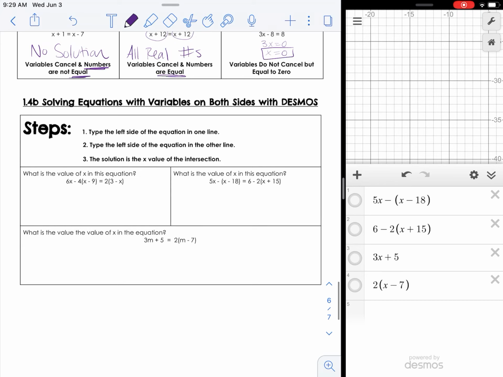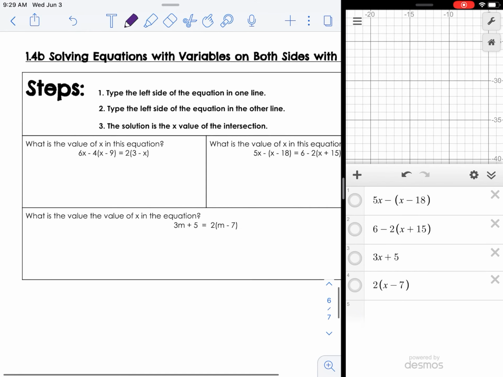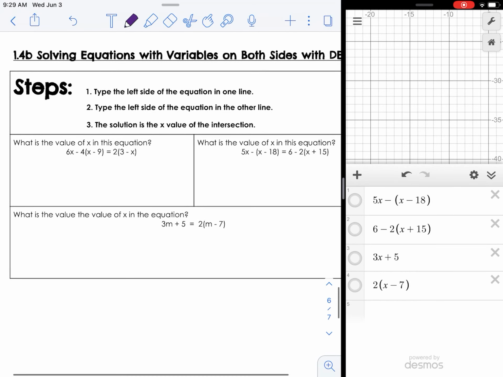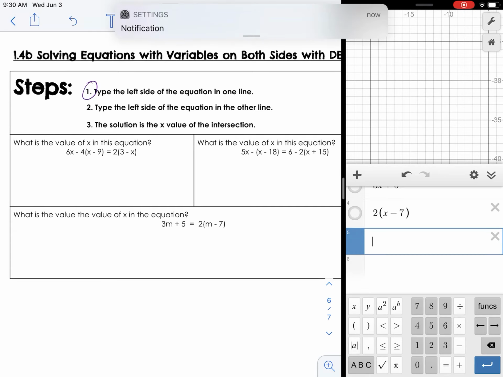But let's go ahead and look at how we can use Desmos to solve these types of equations. It's going to be a nice shortcut if you're on a calculator active assignment. So what is the value of x in this equation? First thing you're going to do is go to Desmos and type the left side of the equation into one line. So I'm going to take the left side of the equal sign and type it into Desmos.